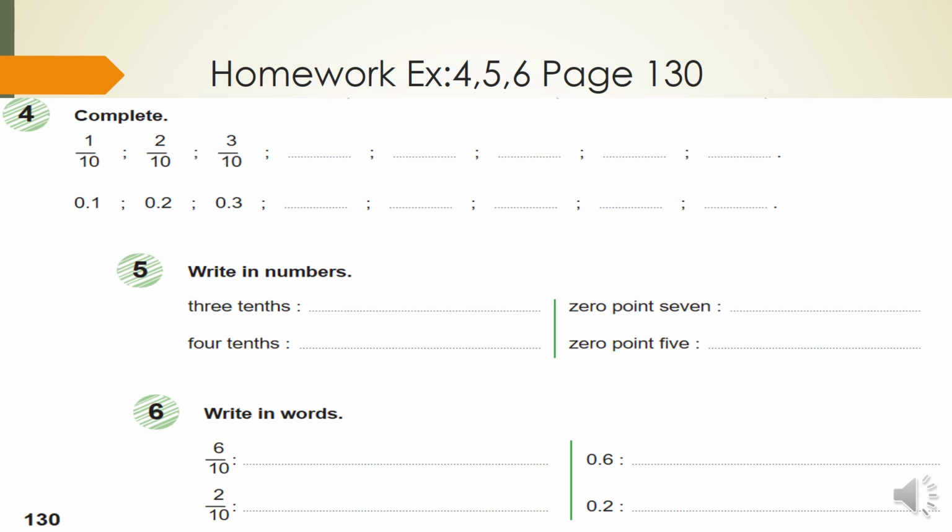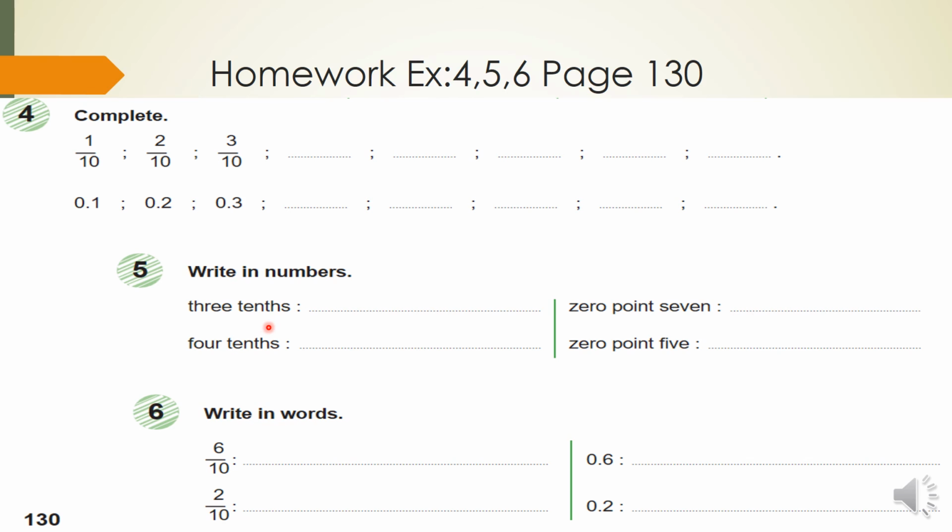Now you have as a homework to solve exercises number 4, 5, and 6, page 130. In exercise number 4, you have to complete 1 over 10, 2 over 10, 3 over 10, 4 over 10, and it's the same as 0.1, 0.2, 0.3, 0.4. Excellent, and complete them.